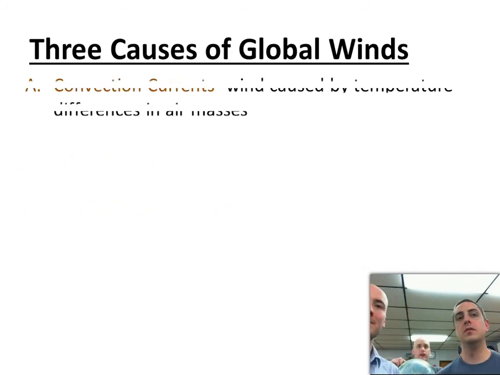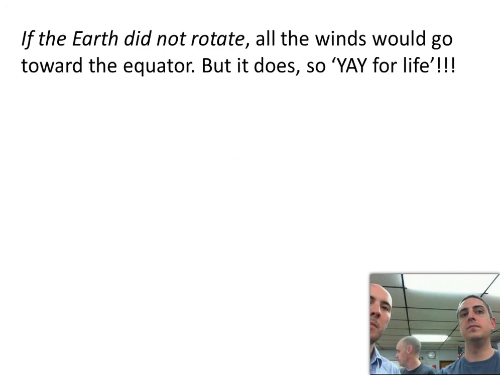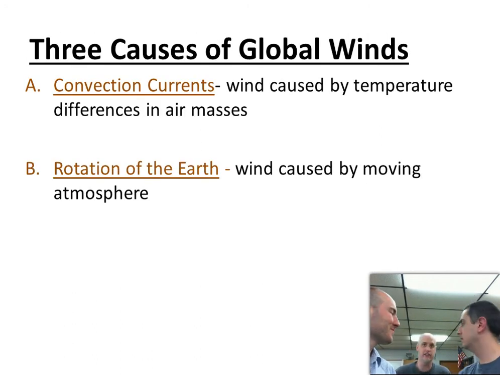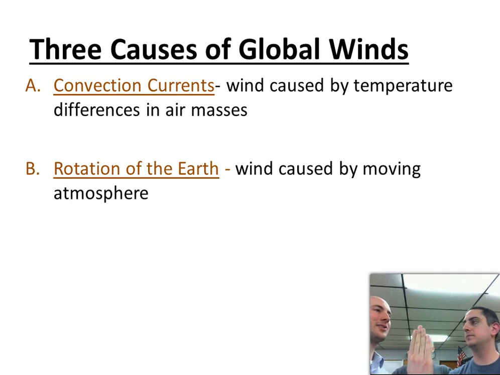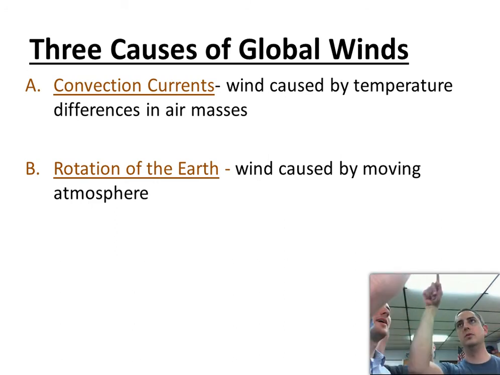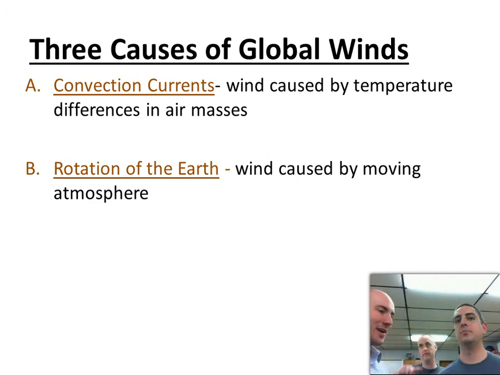Let's talk about 3 causes of global winds. First one is what we just talked about, guys. It's convection currents. That's just wind caused by temperature differences. Hot air rises, cold air sinks. Remember though, it doesn't just go straight up and down. It goes up, curves, and then it gets pushed off by the other stuff coming up, and then when it goes down, the stuff that sinks also gets pushed. So that causes the surface motion to be circular. It's not like this, it's this big circular motion.